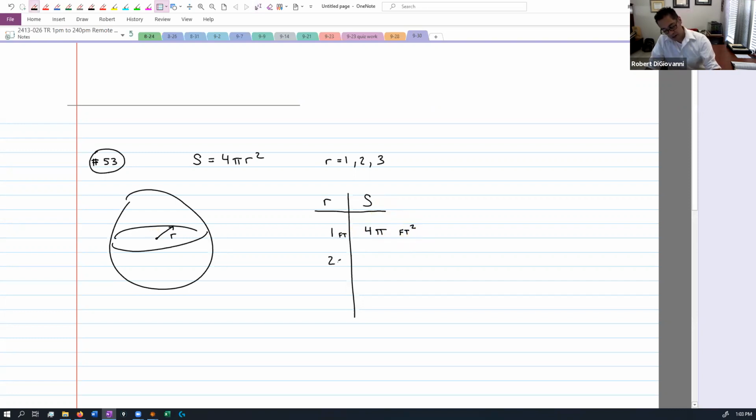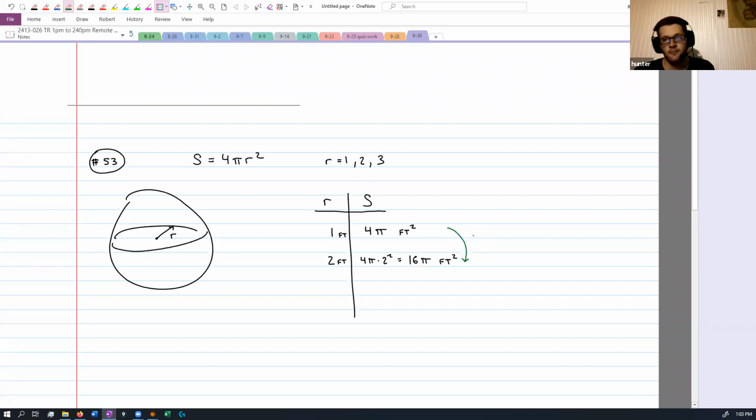If I change it to 2 feet, increasing the radius so the balloon gets bigger, then I plug 2 into this formula and we get 4 pi times 2 squared. Of course, 2 squared is 4, and 4 times 4 is 16. So we get 16 pi square feet. So when we increase the radius by 1, what happened to the surface area? It went from 4 pi to 16 pi, right? We added how much to it? 12 pi. It increased by 12 pi. Understand?